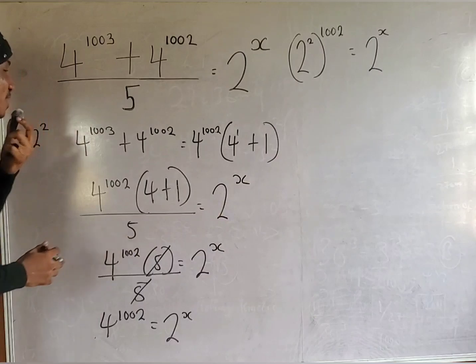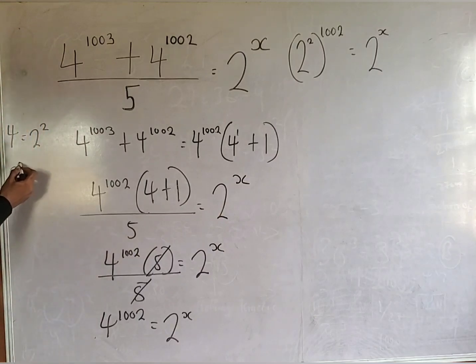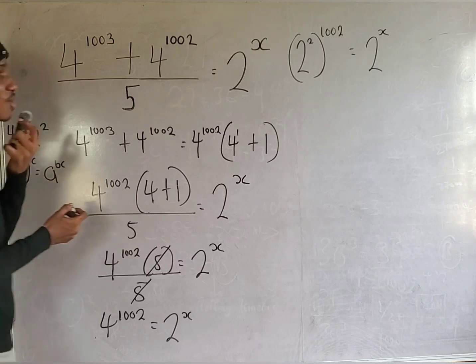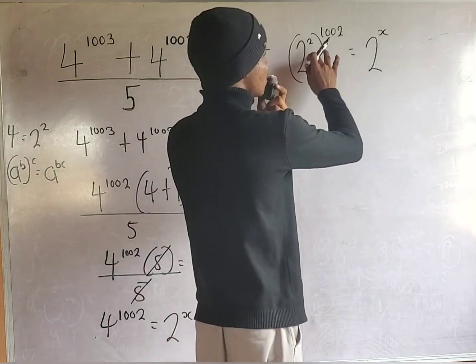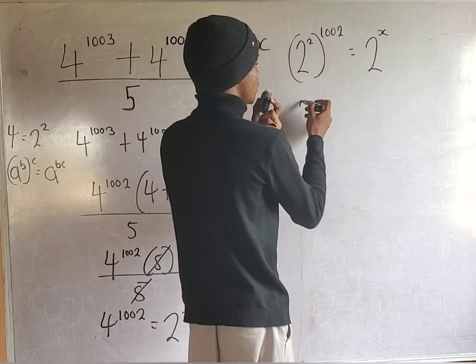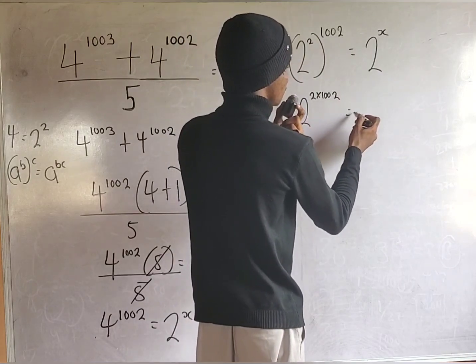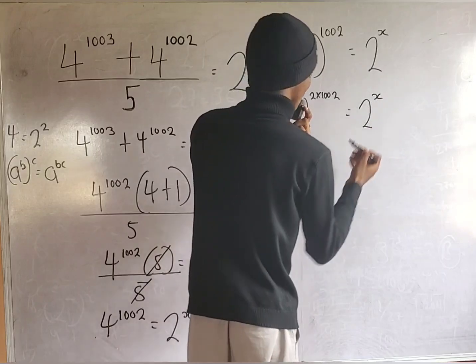Now, recall this law of indices. If you have a raised to the power of b, all raised to the power of c, it can be written as a raised to the power of b times c. So 2 raised to the power of 2, all raised to the power of 1002, can be written as 2 raised to the power of 2 multiplied by 1002. This will equal 2 raised to the power of x, okay?